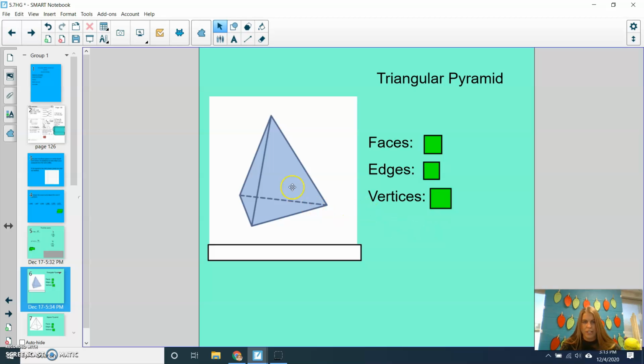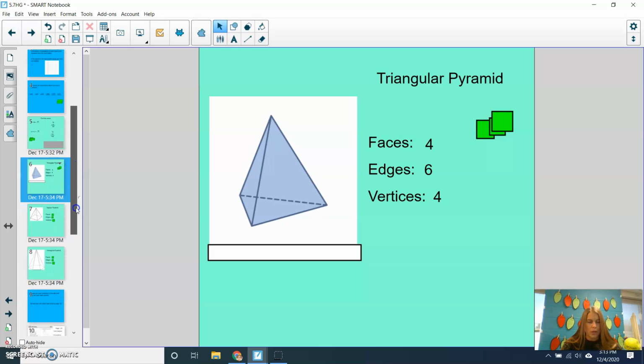All right, second graders. So when I'm counting the faces, I know that I have 3 going around, plus I have 1 on the bottom, giving me a total of 4 faces. When I'm counting my edges, I have 3 edges along the bottom, plus I have 3 going around, 3 plus 3 is 6, giving me 6 edges. When I'm counting my vertices, I have 3 points at the bottom, and I have 1 on top for a total of 4 vertices.